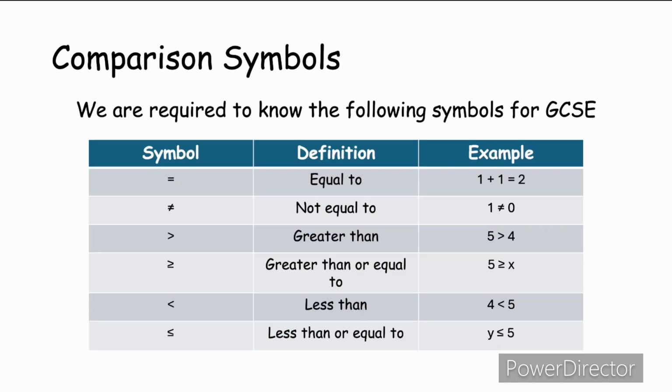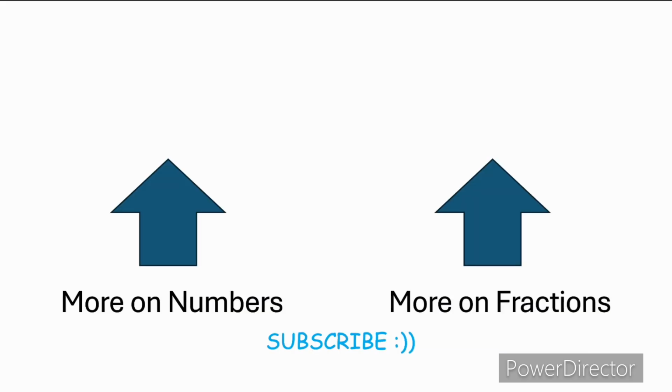We are required to know the following symbols for GCSE: equal to, not equal to, greater than or equal to, less than, and less than or equal to. These symbols are fundamental not only in ordering numbers and comparing which numbers are larger or smaller, but also in later mathematical functions, such as finding inequalities, which we will come to later in the year.